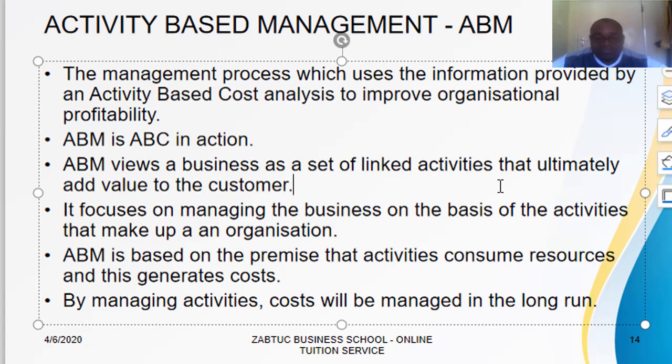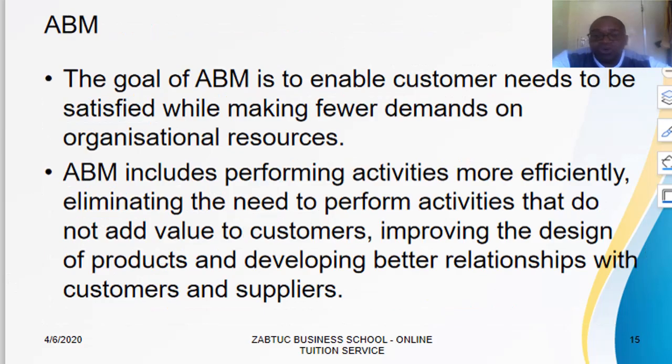And the activities are the ones that consume resources. So remember, as we said under ABC, what consumes resources is activities, so you must focus on and manage activities. And as these activities run, they generate costs. So by managing activities, the costs can also be managed. So remember, when you manage your costs, then you improve the profitability of the business. But how do you manage the cost? Well, it's by managing activities. And that is what this approach is all about.